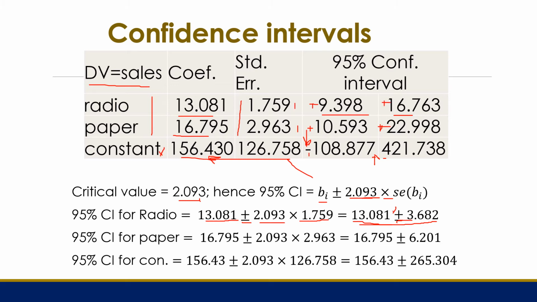So these two are statistically significant because 0 is not contained inside. But the constant, as we had seen earlier, is not statistically significant because 0 is somewhere in between the lower limit and the upper limit.